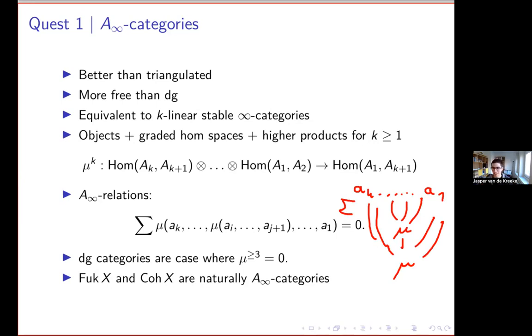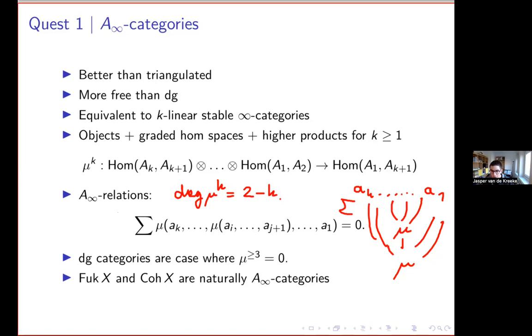Taking these kinds of trees and sums is always at the heart of A infinity studies. Okay, what did I not say here? The degree of mu k is supposed to be 2 minus k, because the Hom spaces have an internal grading, and the degree of mu is supposed to be 2 minus k with respect to this degree. The dg categories are the special case where all higher products vanish, so you only have the differential mu1 and a product mu2. Now, why is this the case?